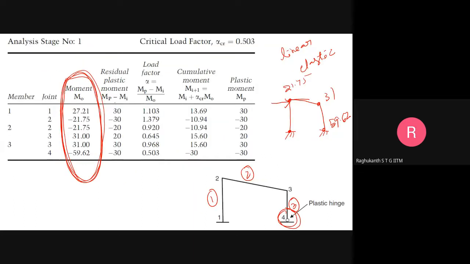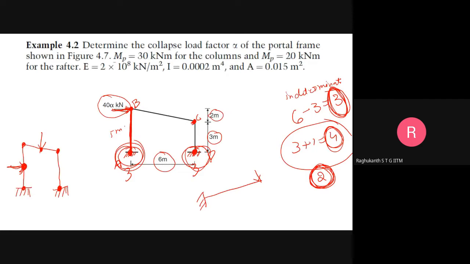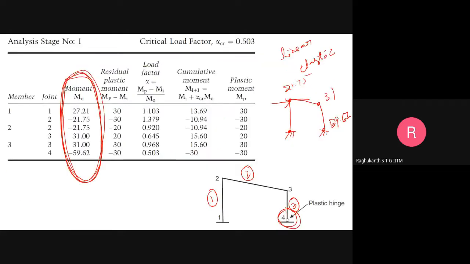Now this is a residual plastic moment problem, but it is an interesting one. The plastic moment for the columns is 30 kilonewton-meters, and the plastic moment for the beam is different, 20 kilonewton-meters. So this is a difference. For the beam, it will get plastified quickly rather than the column.